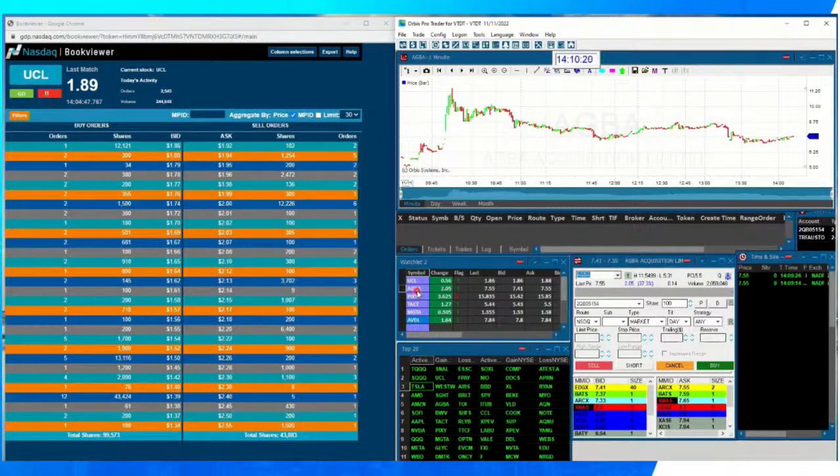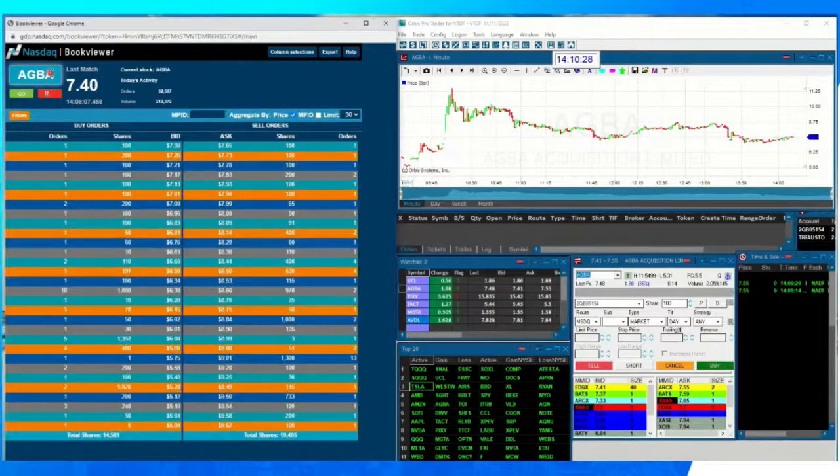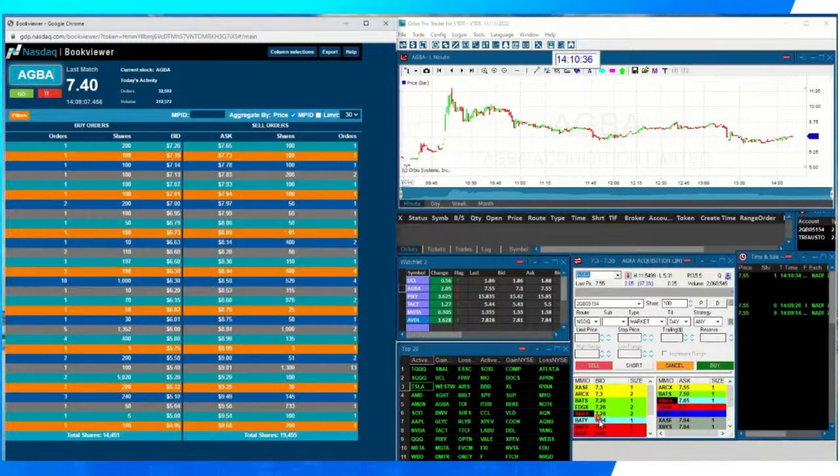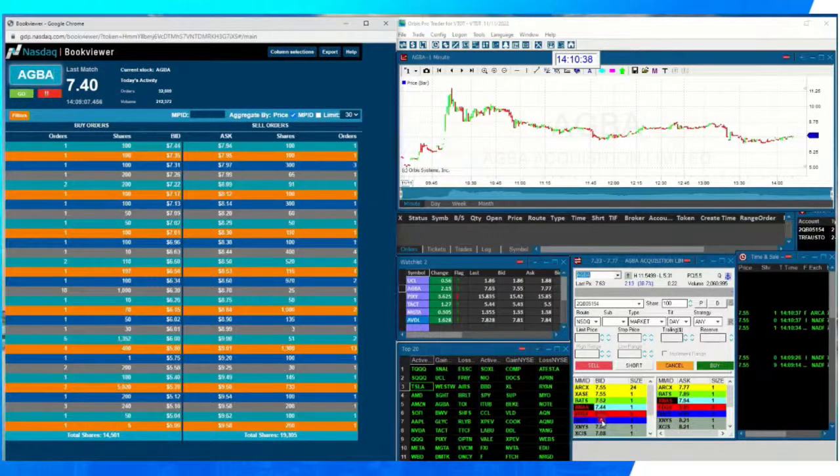Let me do one more, and I want to show you a different stock. I'm going to go out here. This looks like a pretty interesting stock right here, AGBA. Once again, it doesn't matter what the stock is doing. I just want to show you what a live order is. Now, you can see Nasdaq on level 2. There's a buyer right now at 744. That person right there, just want to point it out, that's him right here. That's Nasdaq BookViewer, and this is level 2. You can see him right there.